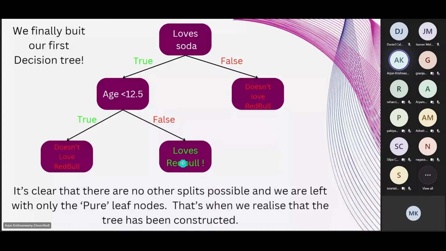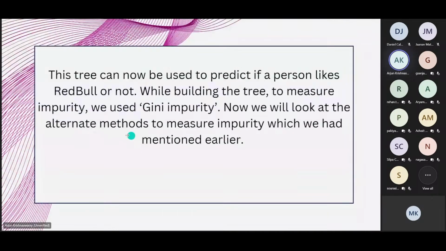This tree can be used to predict if a person likes Red Bull or not. As I mentioned, while building the tree, we used Gini impurity as our index to find the impurity values. But I had already mentioned that there are other ways, which include entropy and information gain. I didn't use that to build our tree, so I'll be explaining that with a simpler example and explain how it works.